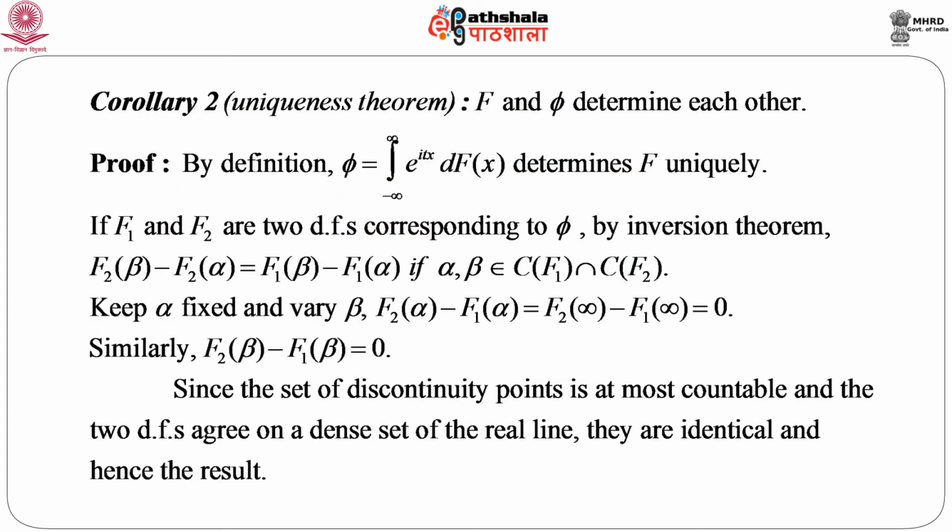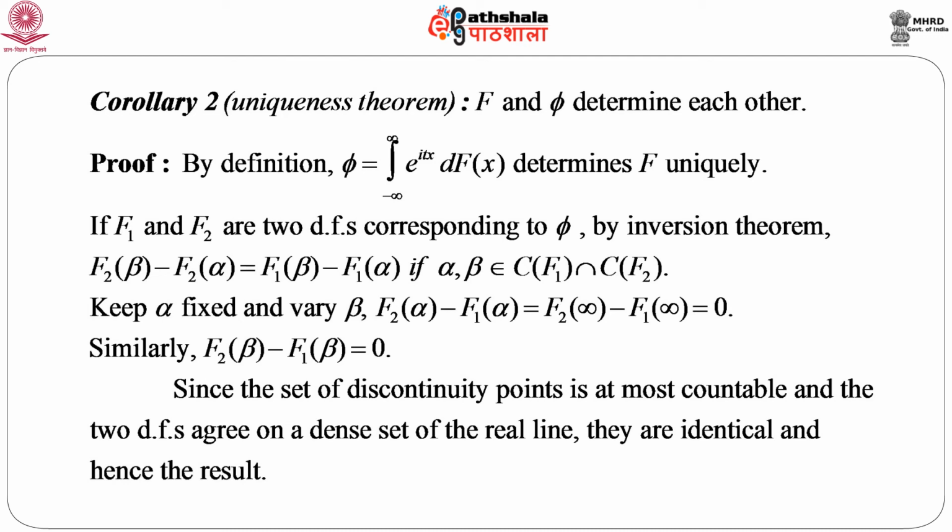Another corollary, although this is a corollary, sometimes can be stated as a uniqueness theorem. Basically, this says that F and phi determine each other. That means, whether phi determines F uniquely. So, by definition, phi equals the integral from minus infinity to infinity of e to the power i t x dF(x), and this determines F uniquely. So, that is the question.